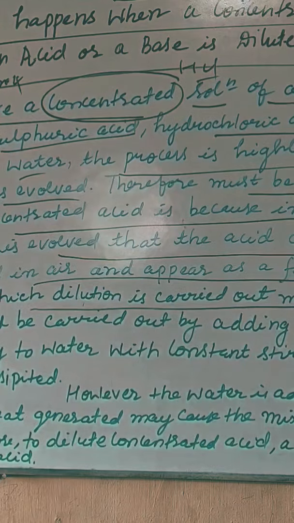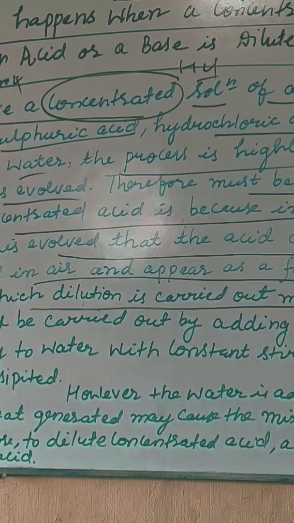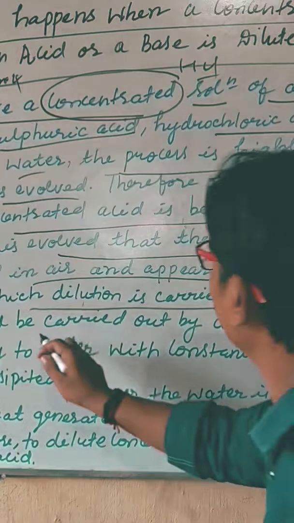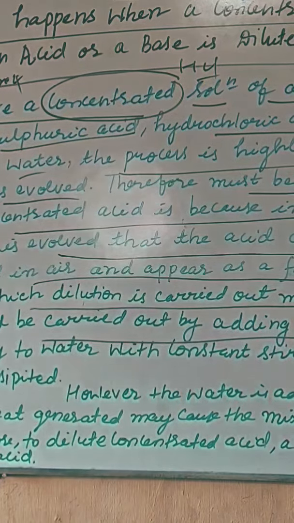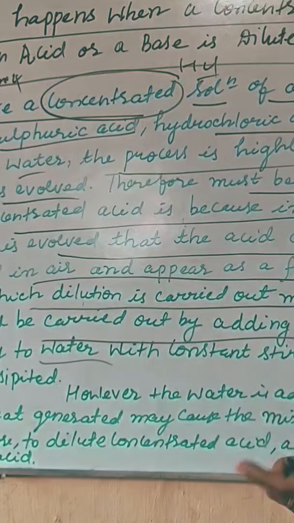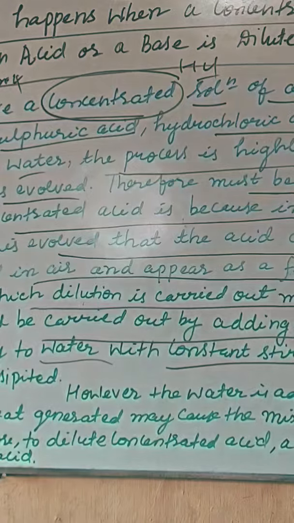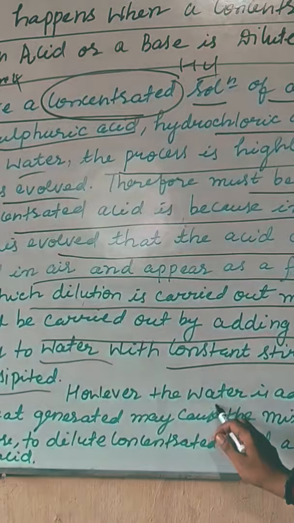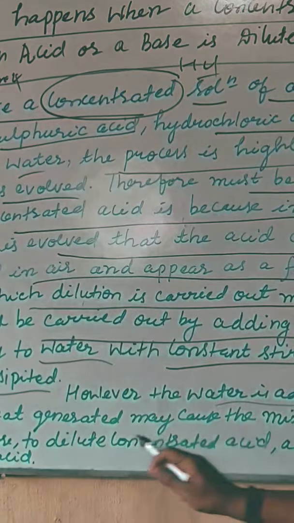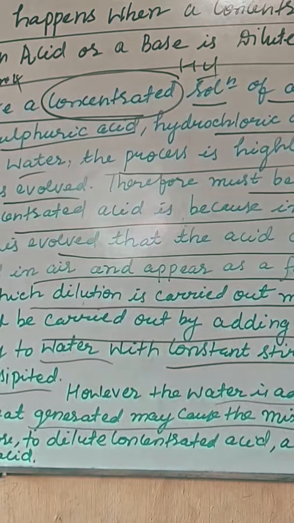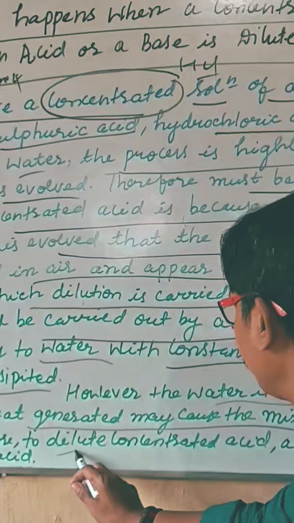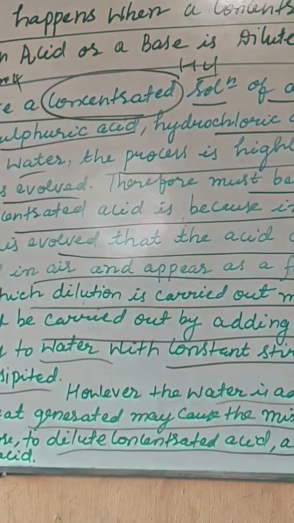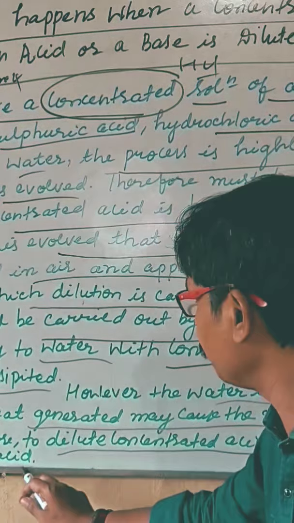So you are not going to put water in the acid. Therefore, dilution should be carried out by adding a thin stream of the acid slowly to water, acid to water, with constant stirring so that the heat produced is dissipated. It may be maintained. However, if water is added to concentrated acid, the heat generated may cause the mixture to splash out and cause burns. Therefore, to dilute a concentrated acid, add acid to water, not water to acid.